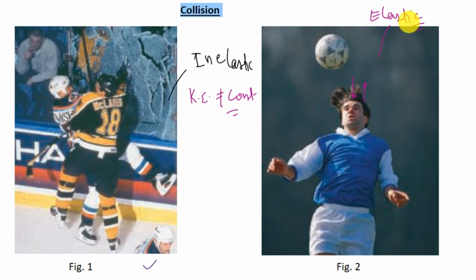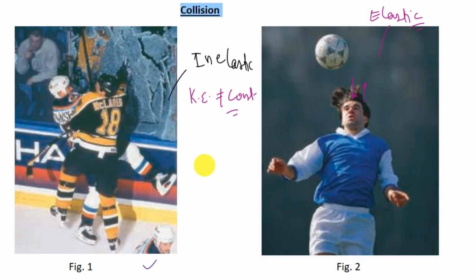There is nothing called perfect elastic in nature. We can just say that it is close to elastic. So that is why we are calling it an elastic collision. And this, we can say for sure, will be inelastic because the kinetic energy is lost here. Still the momentum will be conserved, will still be the same.